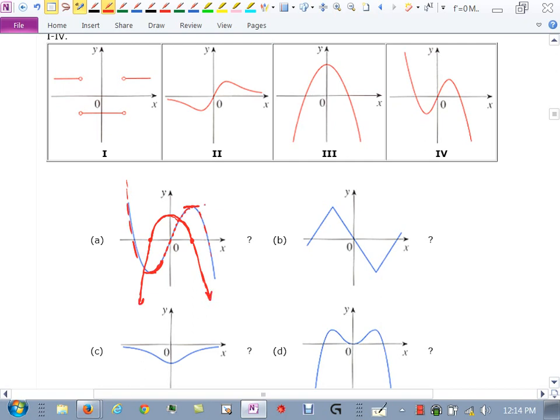So it's looking like for A, that one matches up with 3. All right, let's take a look at the next one. This one's interesting. Slope here is positive, but notice it's a straight line. So those slopes are always exactly the same. So the slope of this looks like it's 1.